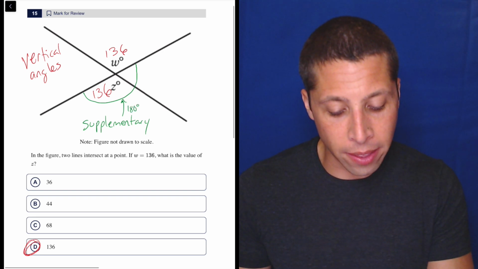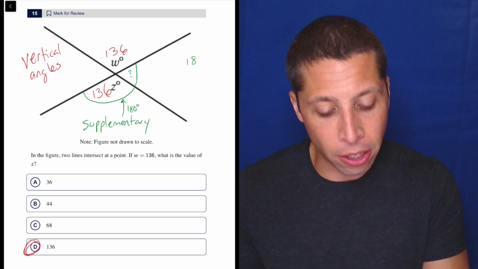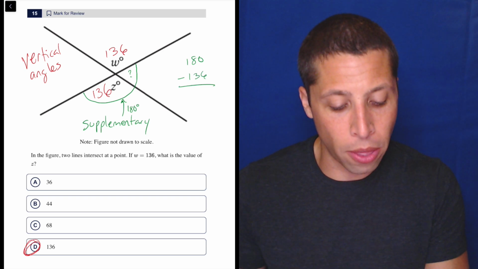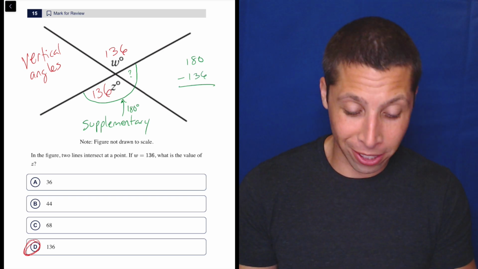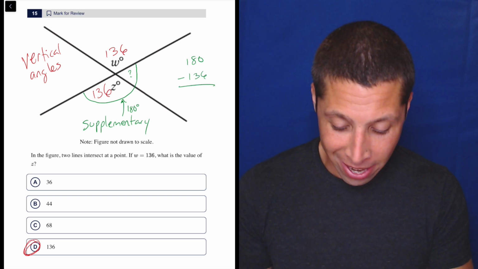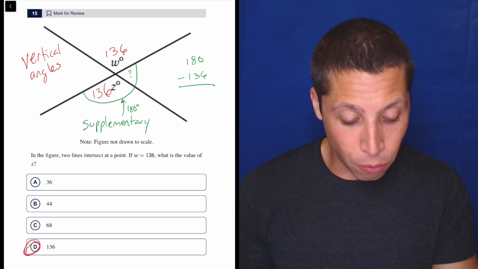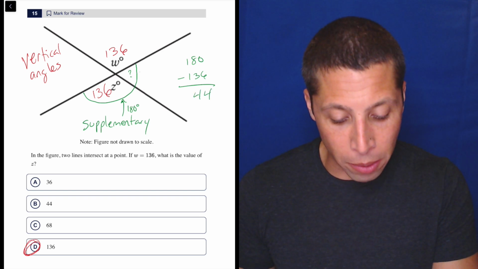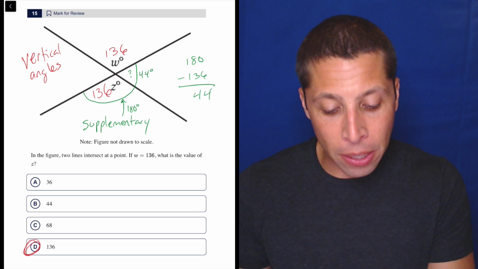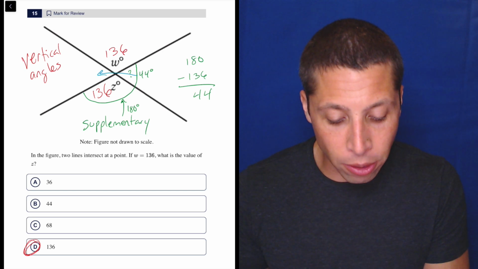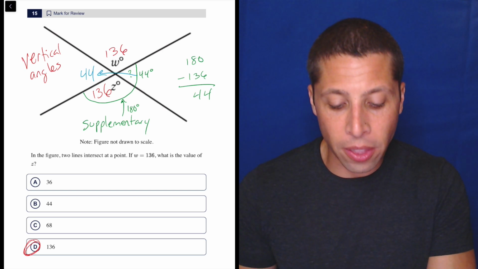So if I wanted to find this angle right here, I would take my 180, I would subtract out my 136. I would use my calculator to do that because I don't want to mess up. And I would be left with 44 degrees, which would be this angle here. Now, because of vertical angles, I don't need to do that again. I also know that this is 44.